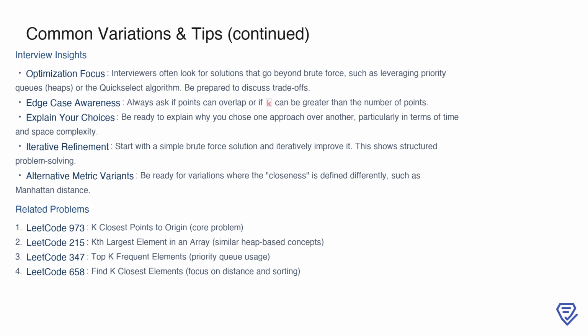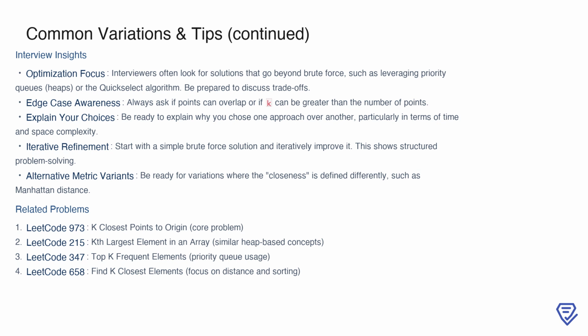Furthermore, be prepared to explain your choices. For example, why did you choose a heap over quick select, or what trade-offs are involved in terms of time and space complexity? Another strong approach is to iteratively refine your solution. Start with a basic implementation and improve it step by step, as this demonstrates structured problem solving. Finally, be aware of variations where the distance metric might change. For example, instead of Euclidean distance, the problem could use Manhattan distance. Flexibility in adapting your solution to such changes is an asset.